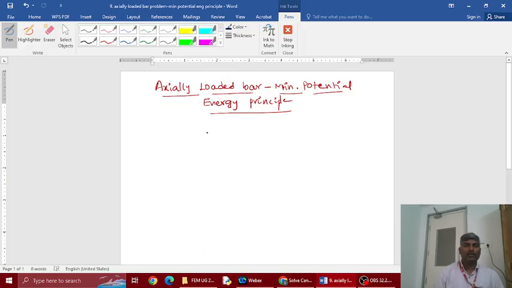For the axially loaded bar deformation, we usually write U is equal to PL by AE. Let's say this is the deformation of the axially loaded bar. You know that now this same formula can be derived from this minimum potential energy principle also.